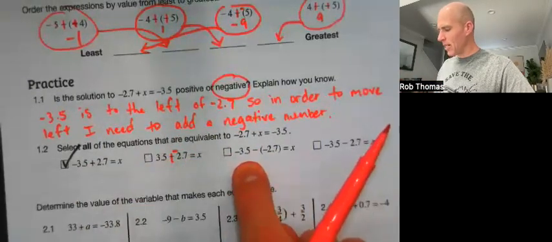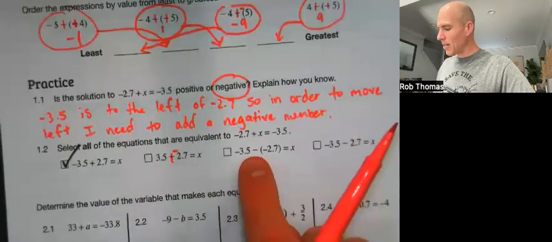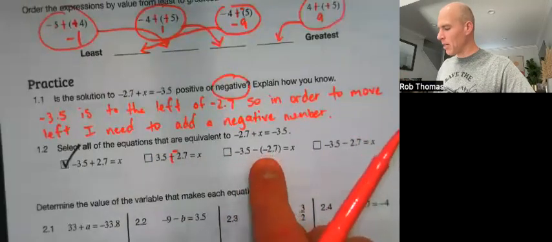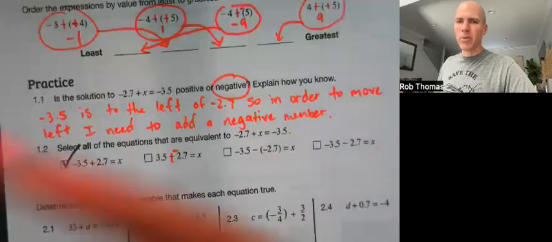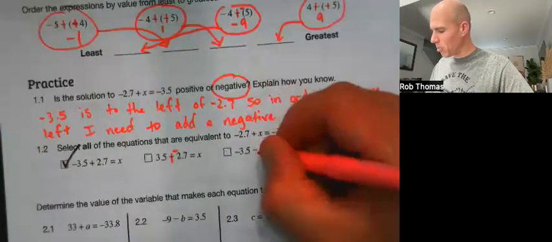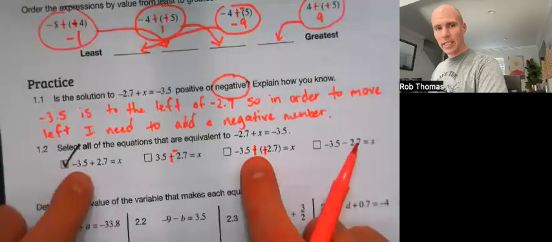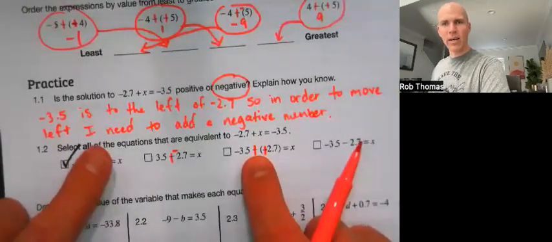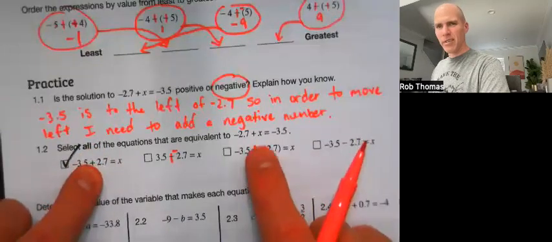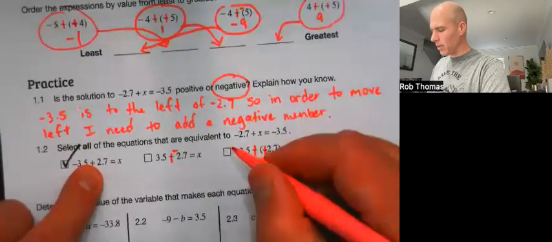Next, we have negative 3.5 minus negative 2.7 equals x. Again, I don't want to deal with minus and negative. What if we change it to plus positive 2.7? Well, now it says literally the exact same thing as this one over here, right? And we already said that this one's equivalent. And if this is the same, well, then this should be equivalent too.